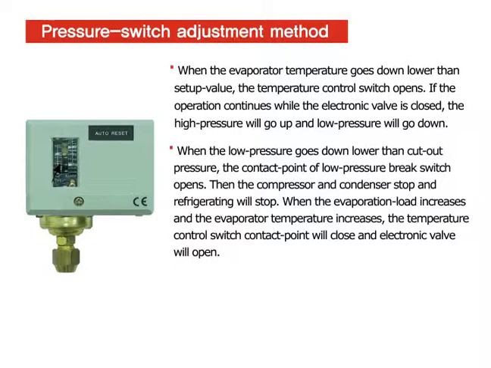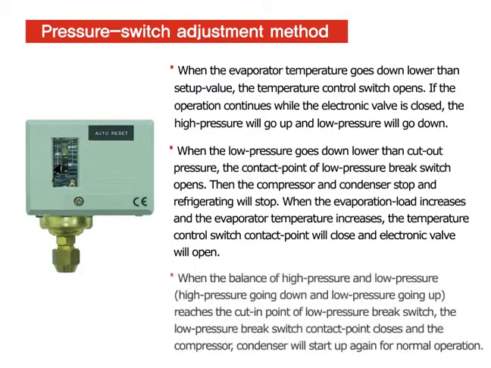When the evaporation load increases and the evaporator temperature increases, the temperature control switch contact point will close and the electronic valve will open. When the balance of high pressure going down and low pressure going up reaches the cut-in point of the low-pressure brake switch, the low-pressure brake switch contact point closes and the compressor and condenser will start up again for normal operation.